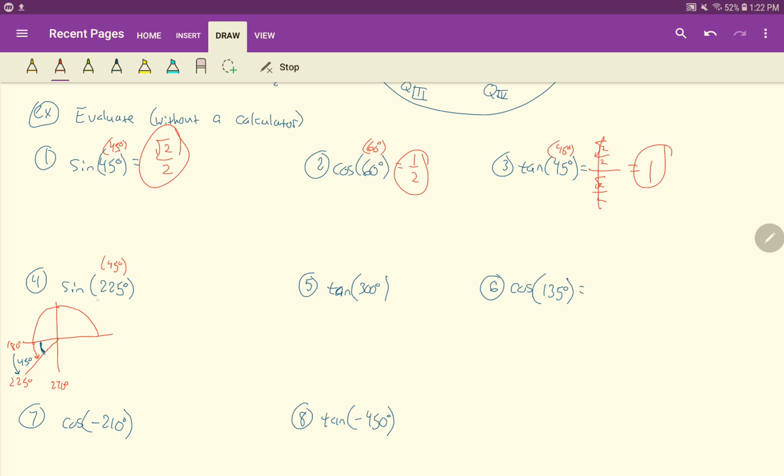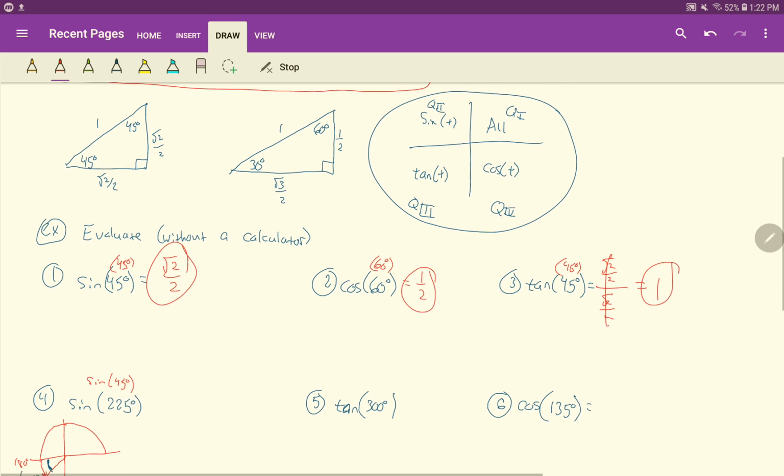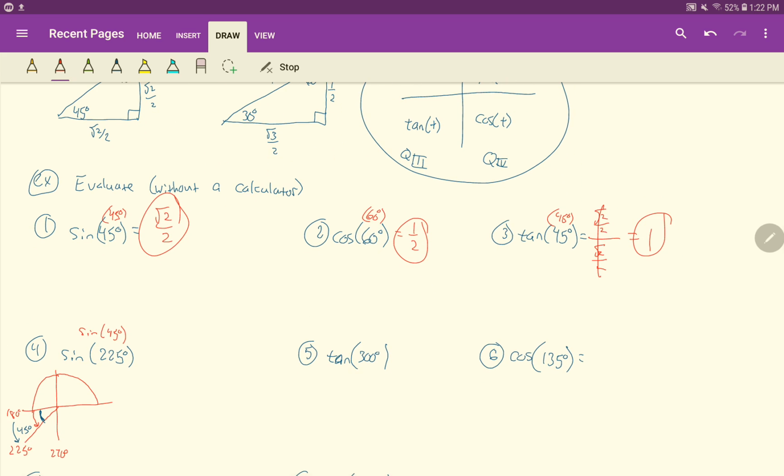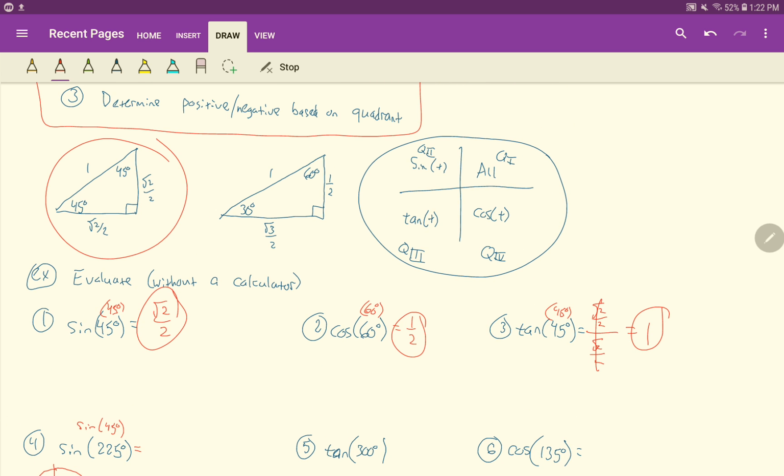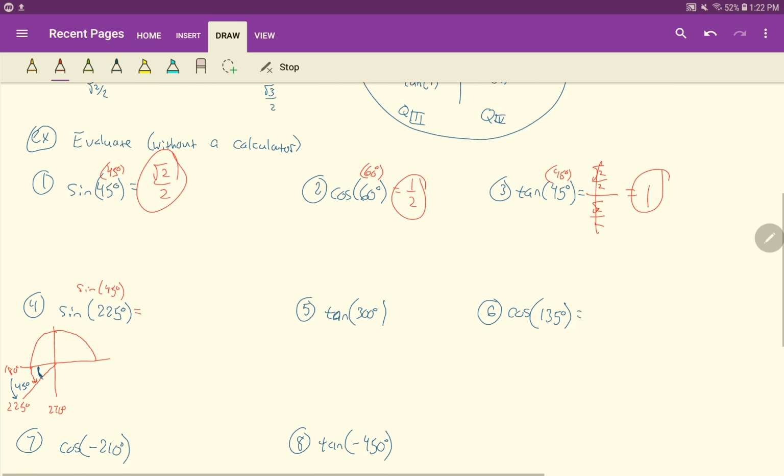So we're going to evaluate sine of 225 like it's sine of 45. That'll give us the right ratio, and then it's just a matter of figuring out whether that ratio is positive or negative. So we'll go up here to the 45-45-90 triangle. Sine is opposite over the hypotenuse, so root 2 over 2 over 1, so just root 2 over 2.